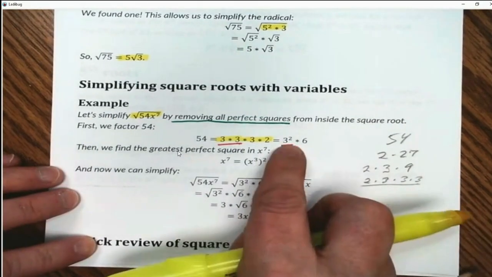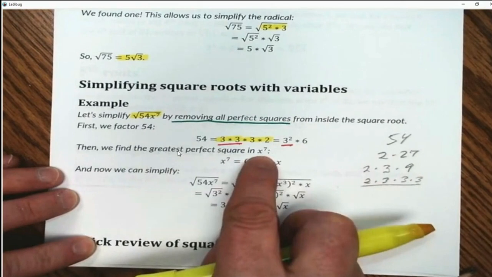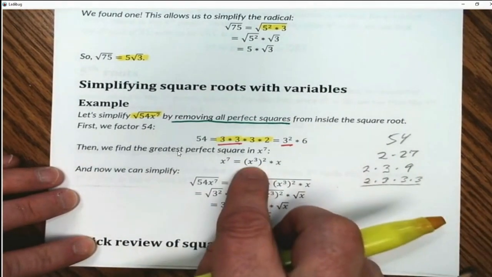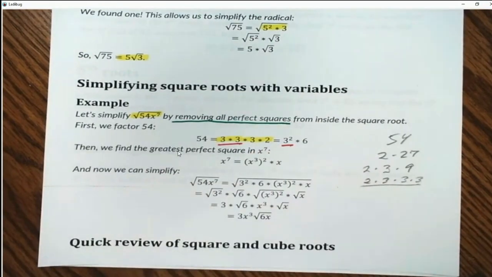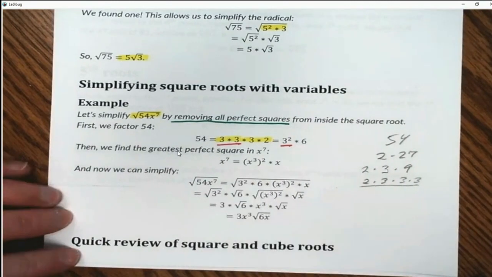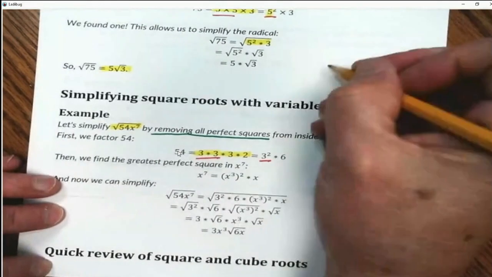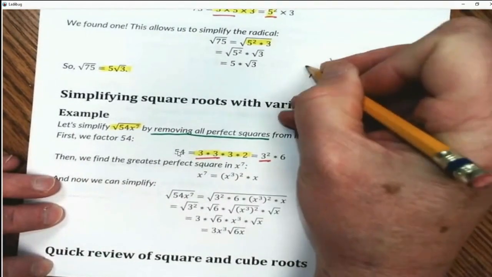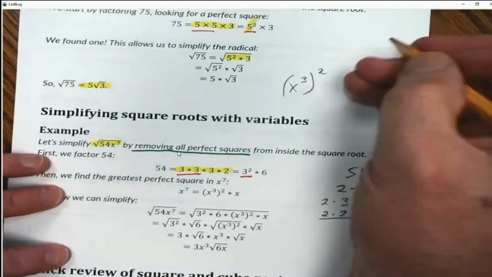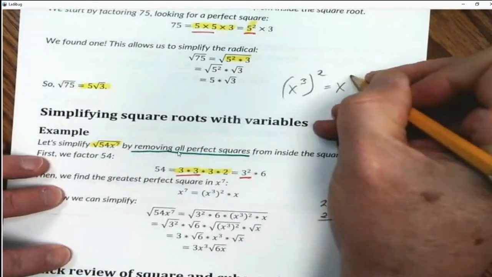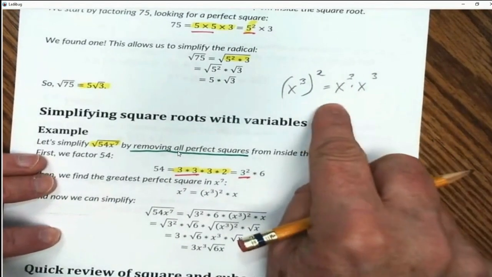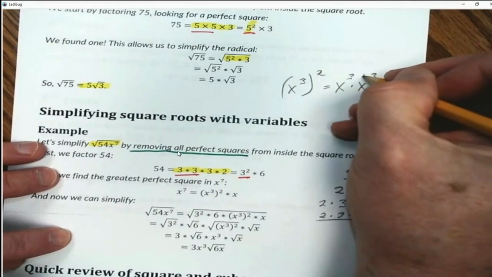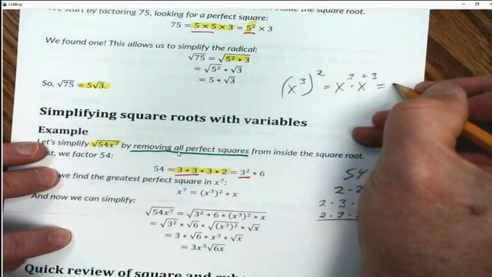And then we find the greatest perfect square in x to the 7th. Well, if we take one x out, because if we're looking for perfect squares, we know we can't use the odd number of 7. We have to go down to 6. And when you have a power to a power, x to the 3rd taken to the power squared, that means you're taking x to the 3rd times x to the 3rd because you're taking it times itself, which means when you multiply 2 exponents, you can just add that. So that's x to the 6th.